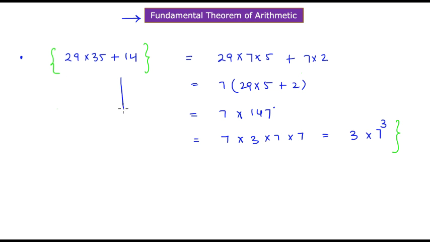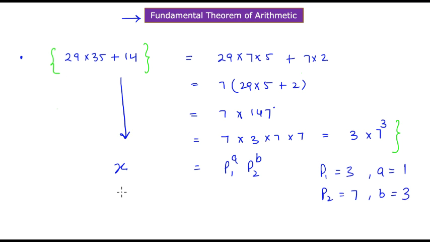So if we were to equate it to some mathematical form, let's say this whole thing is equal to x, and this is equal to p1 to the power a times p2 to the power b, where p1 is 3, p2 is 7, and a is equal to 1 and b is equal to 3. And this expression indeed satisfies our fundamental theorem of arithmetic. Hence we say that x, the number here, is a composite number.